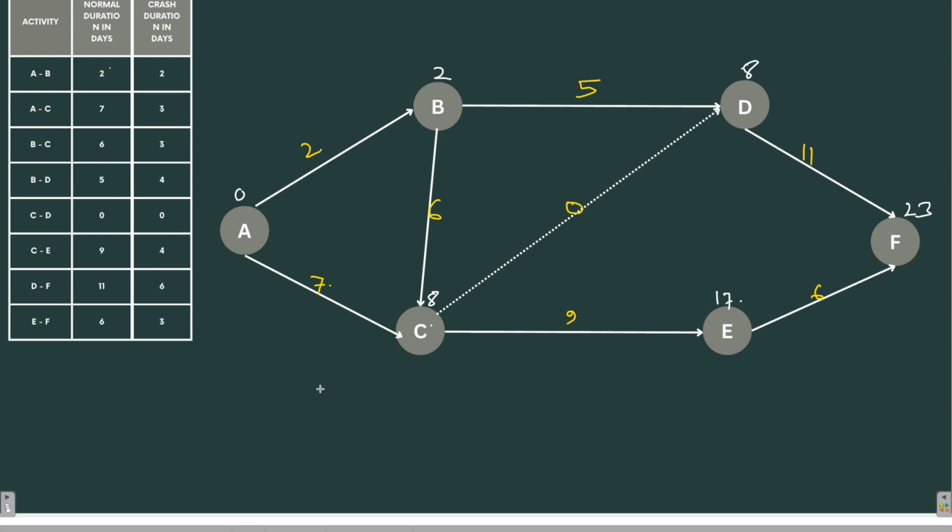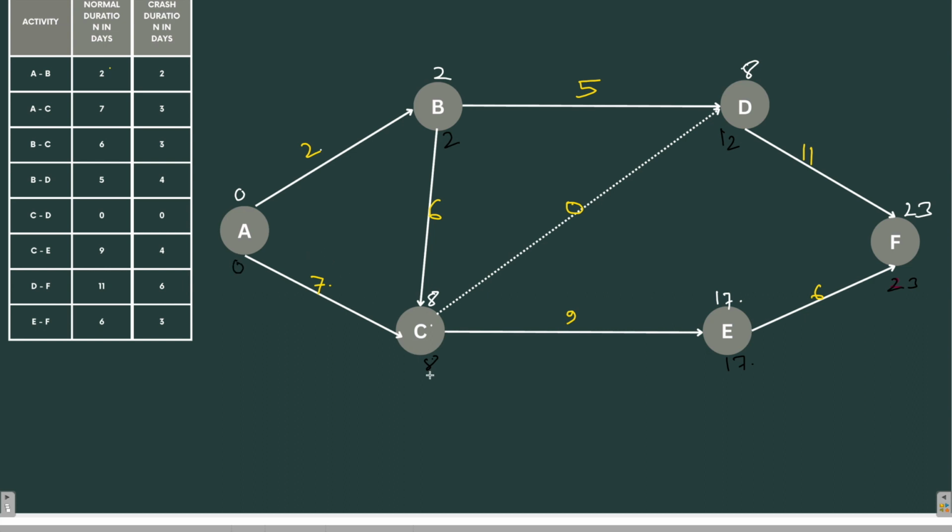Now we'll go through the backward pass. So let's continue with the backward pass. We'll replicate the same number over here, 23. 23 minus 6 is how much? It is 17. And 23 minus 11 is 12. Now 12 minus 0 is 12, and 17 minus 9 is 8. So we will take the minimum of these two. Now 8 minus 6 is 2, so we'll put 2 over here. Now 8 minus 7 is 1, while 2 minus 2 is 0. So we'll take the minimum of these two, so it will be 0.